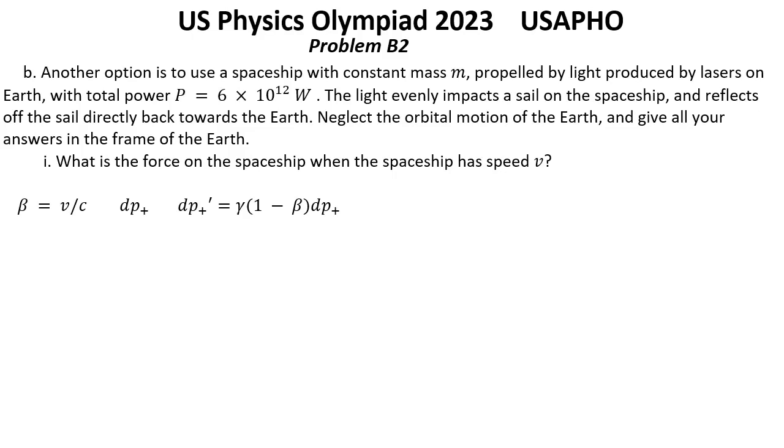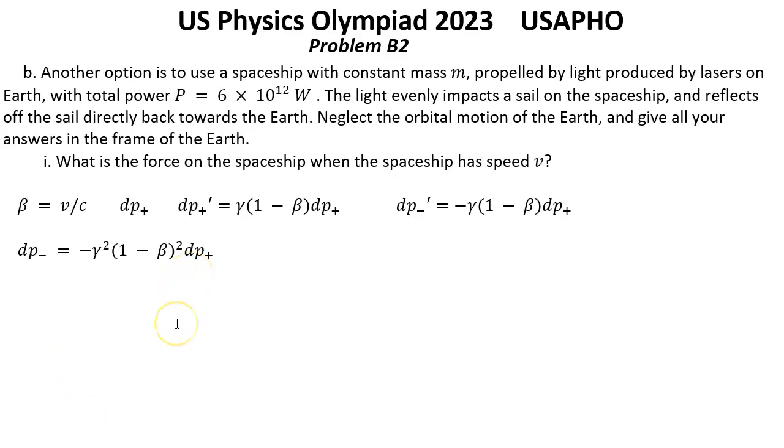In the frame of reference of our spaceship, which is not moving, this momentum reflects with the same quantity and the opposite sign. So delta P negative prime equals the opposite of delta P positive prime. And now go back to our Earth frame of reference. Again, this momentum becomes delta P negative, equal to this one.